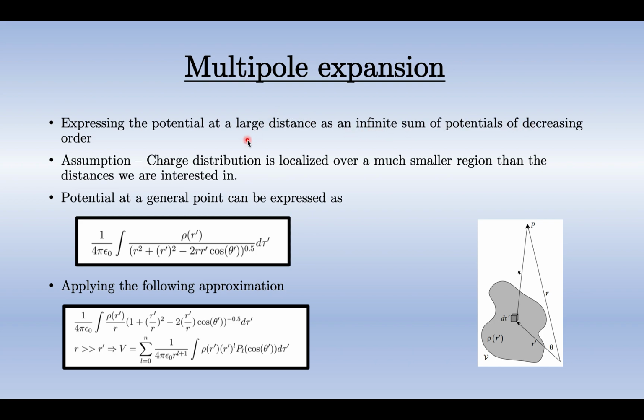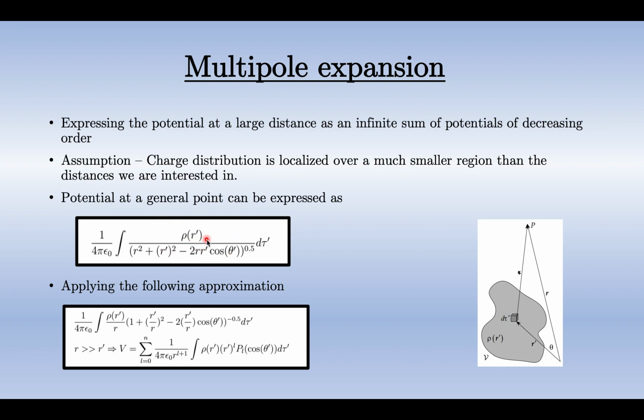Every term which comes after the previous one will have a lower order as compared to the first. So if any term comes before another, then that term will be more dominant and will more or less decide the nature of the charge distribution as seen from a large distance. There is an assumption that the charge distribution is localized over a very small region as compared to the distances we are interested in, and this can be seen from this figure and while doing the derivation.